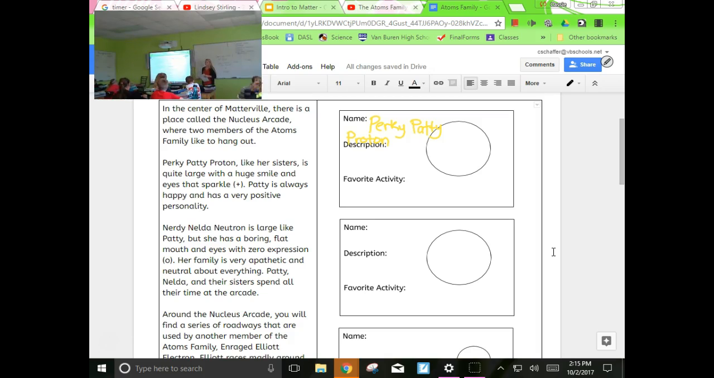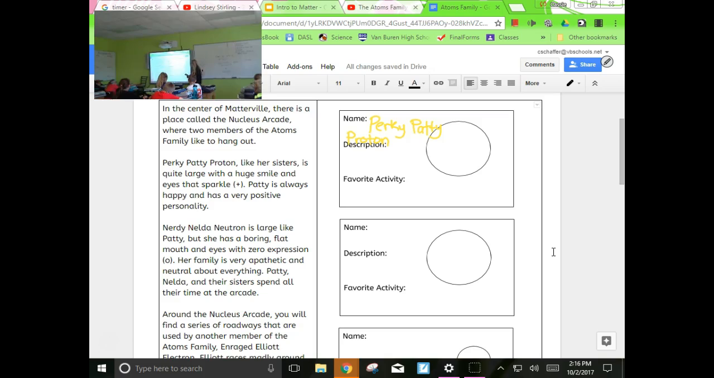Okay, looking at what I just read, what is this town called? Matterville. Janelle, since you raised your hand. Matterville. Why do you think it's called Matterville? Zach. Because things that have matter within it. Because the atoms are made up of matter. Nice job.